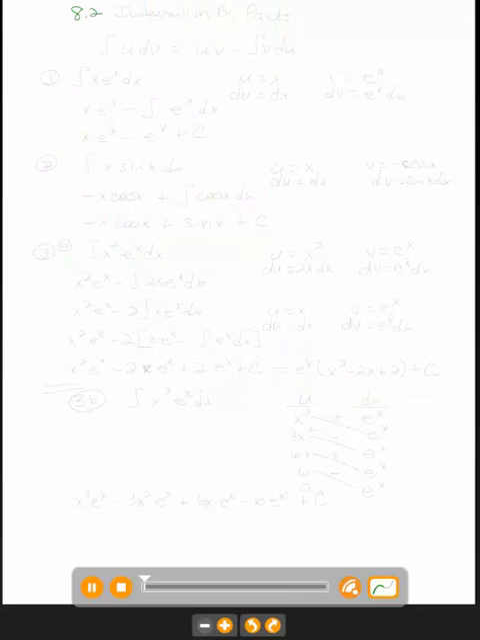Section 8.2, this is integration by parts. This particular technique is used when other options aren't working. This is a very effective technique. What happens is you have a u, but you don't have the du. You have somebody else's derivative.